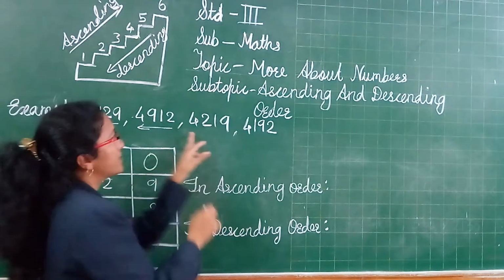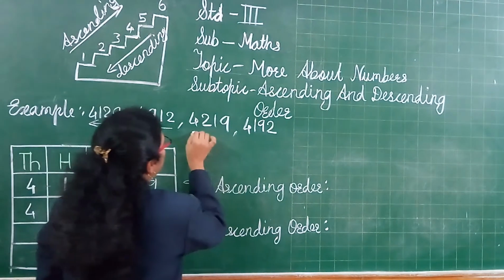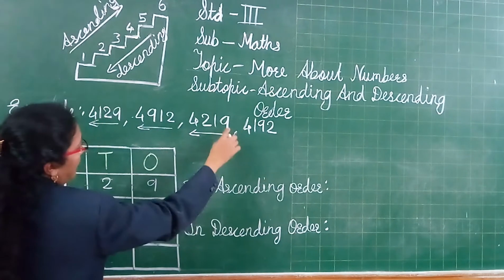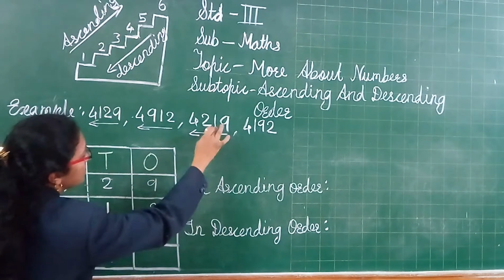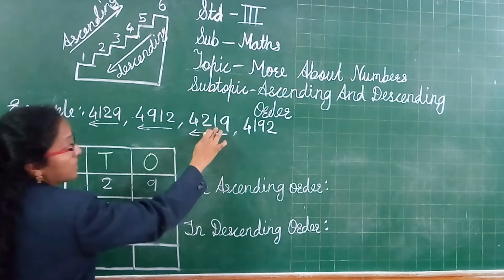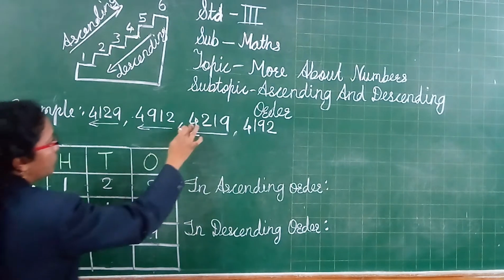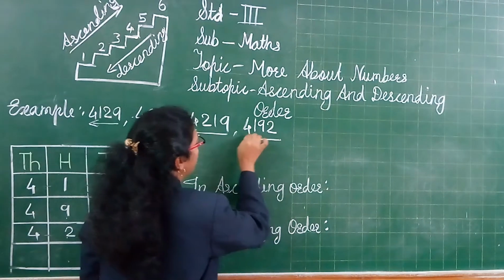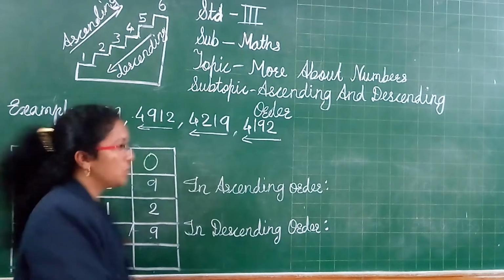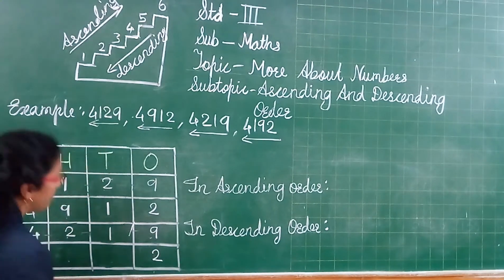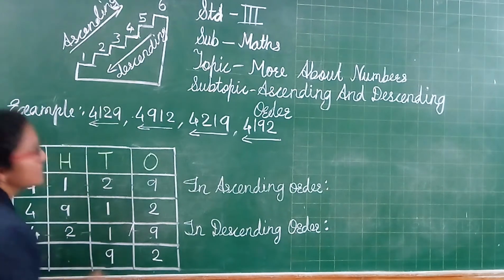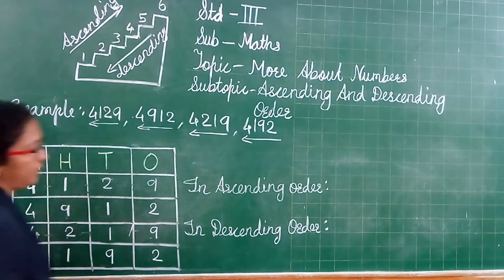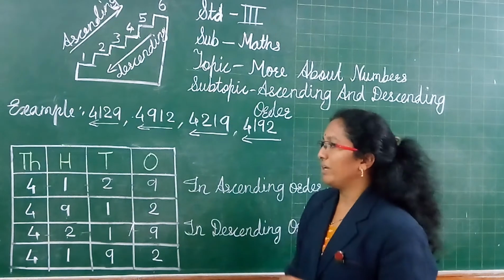Okay. Now the next number is 4,219. Again we arrange in the place value chart. Start from the right side. 9 is in the ones place. 1 is in the tens place. 2 is in the hundreds place. And 4 is in the thousands place. Okay. Now the last number, 4,192. 2 is in the ones place. 9 is in the tens place. 1 is in the hundreds place and 4 is in the thousands place. See here, I arranged all these numbers in a place value chart.